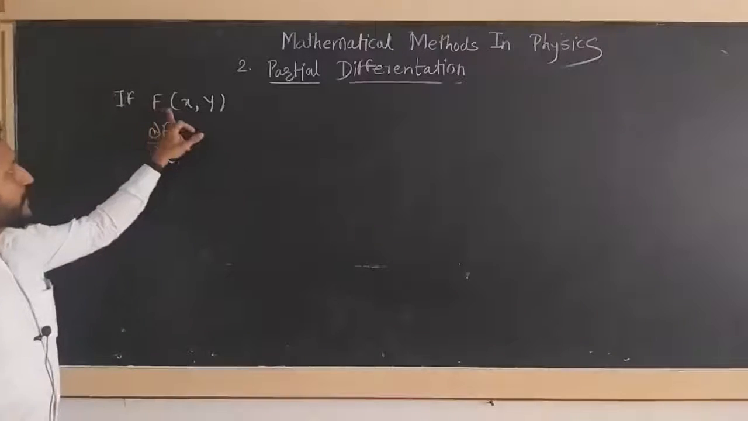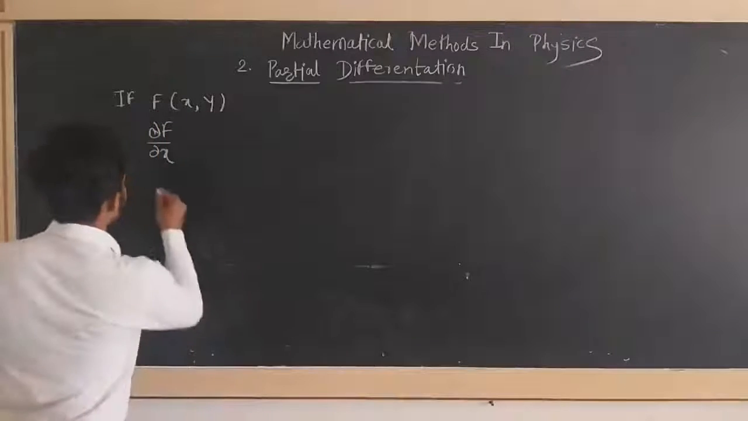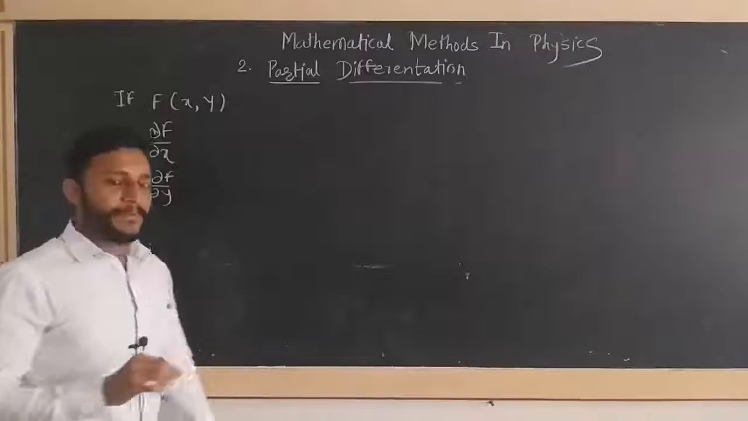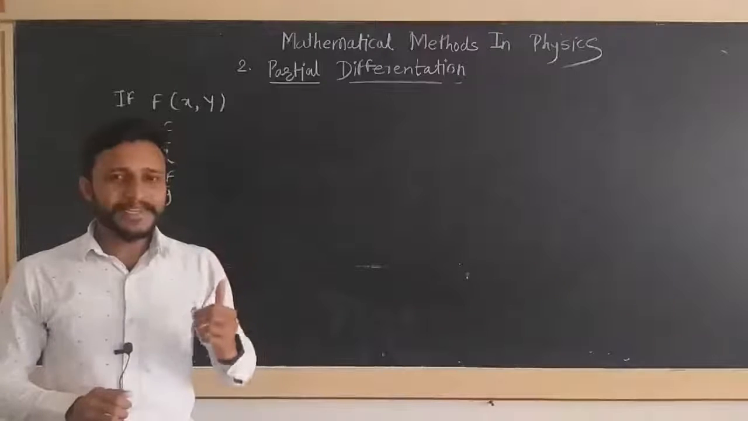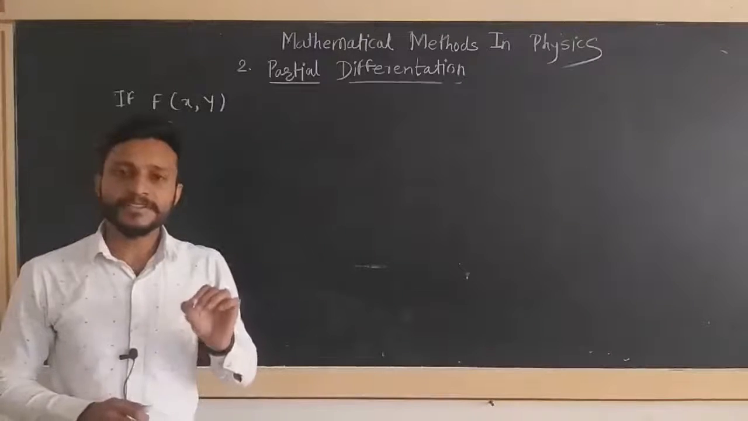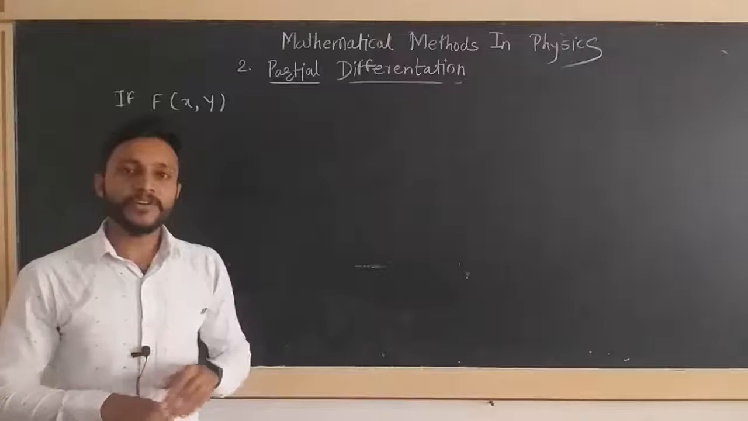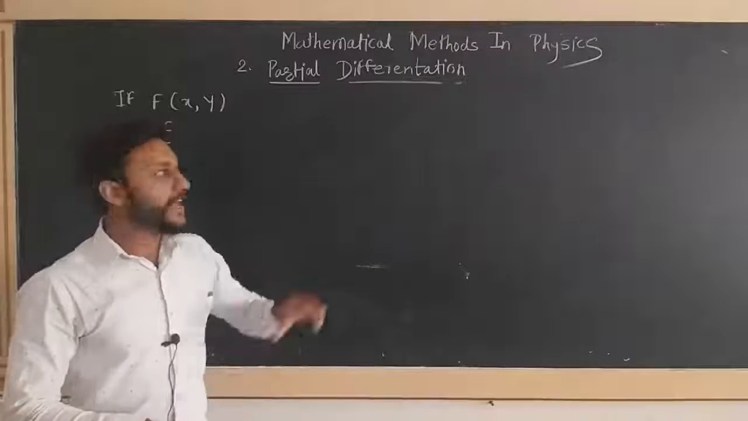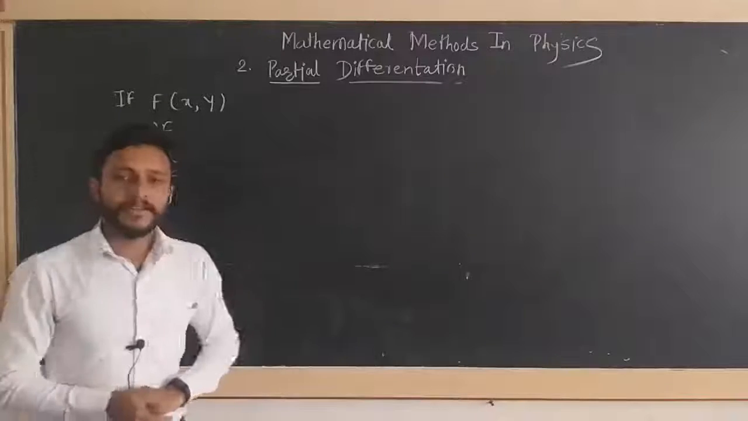Just simply differentiate this function with respect to x, and similarly ∂f/∂y. Remember, d/dx or d/dt we use for differentiation when the function depends on only one variable. But if the function depends on two or more variables, we use partial differentiation, and for that we use the symbol ∂, right?